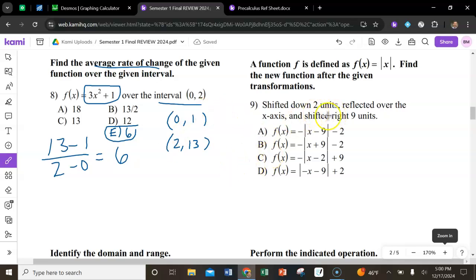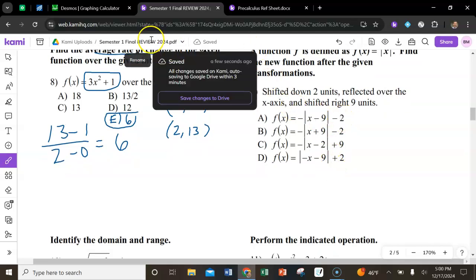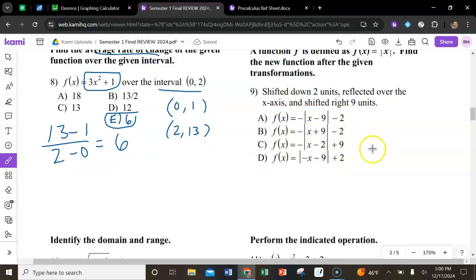On number 9, function transformations. Look, you have a graphing calculator. You can always plug these in to check it out. Down 2 is -2 on the outside. Right 9 is -9 on the inside, and reflected over the x-axis is a negative on the outside, so A is the correct answer.